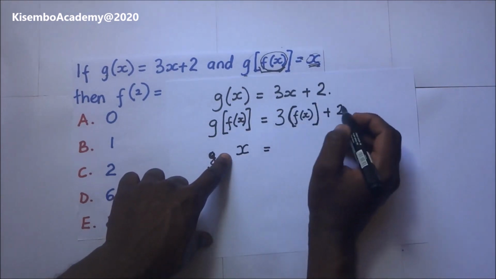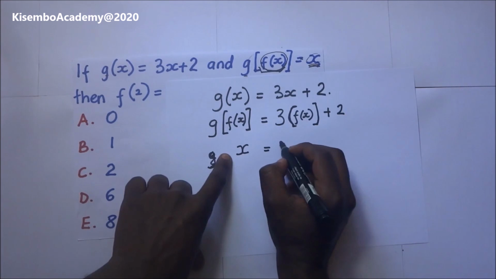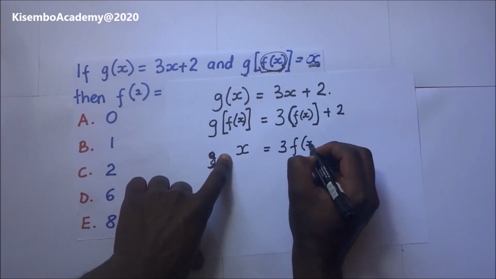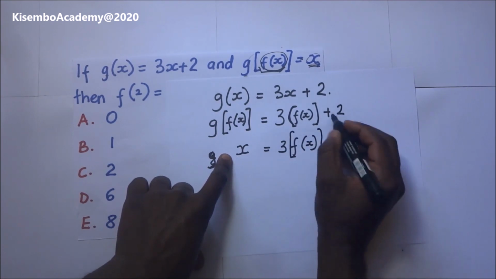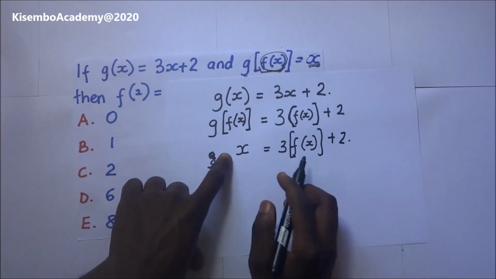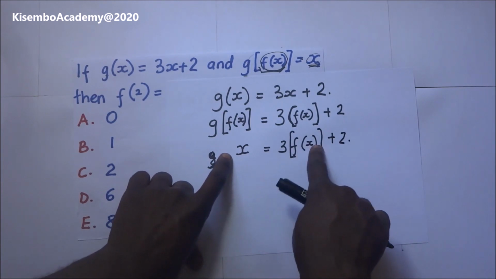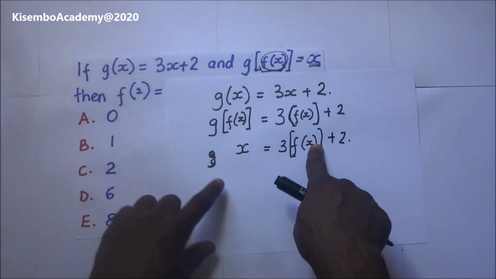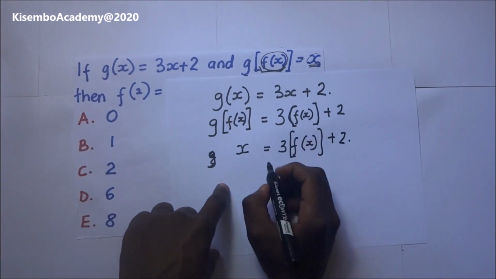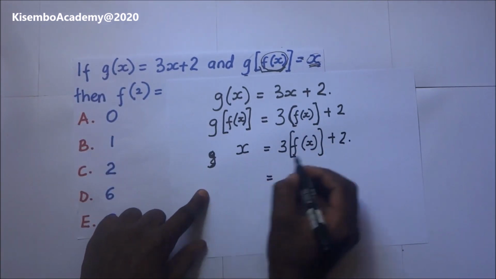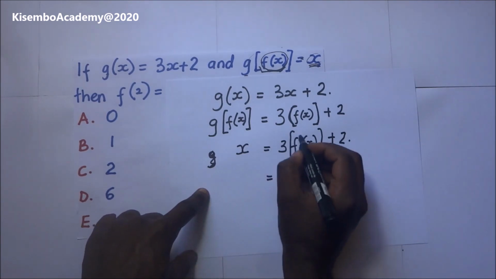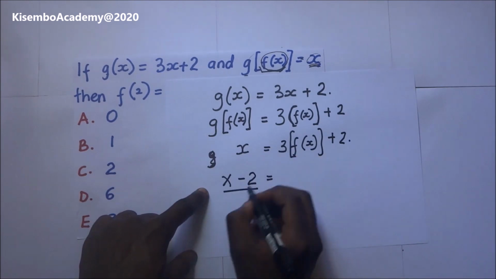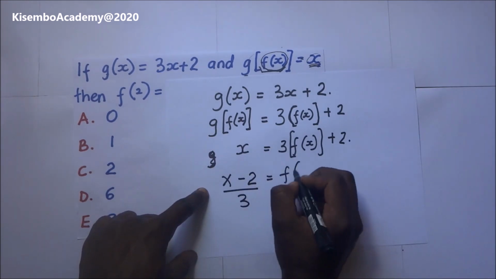That is going to give us this expression. Of course, this expression is 3 times f of x plus 2. So we go ahead and make f of x the subject of the formula, because we want f of x first, then we shall put in the value of 2 later. So f of x becomes x minus 2, divided by 3.